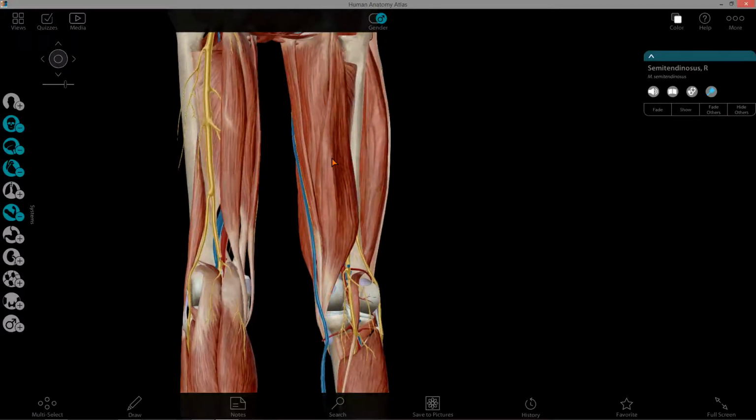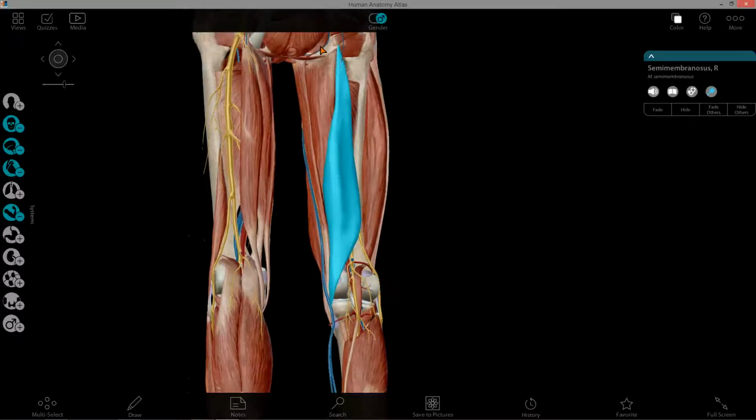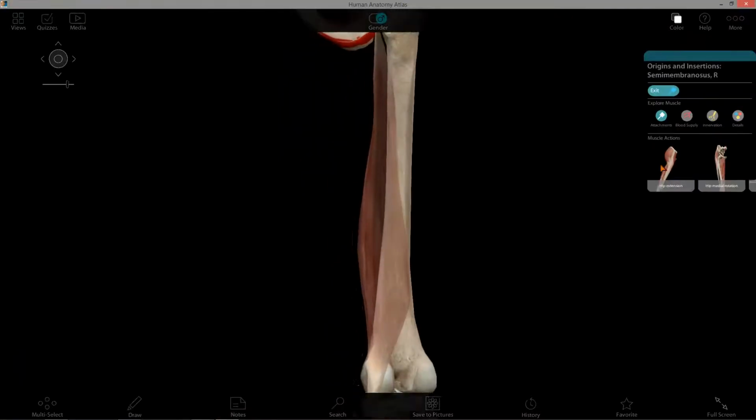So now I'm going to hide it, and here's the semimembranosus. Once again, its proximal insertion is the ischial tuberosity, and its distal insertion is the medial condyle of the tibia, very similar to semitendinosus. They also do the exact same thing, basically the primary function of the posterior thigh, that being hip extension as well as knee flexion. And I can show you that if you want.